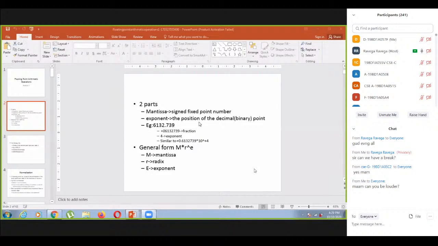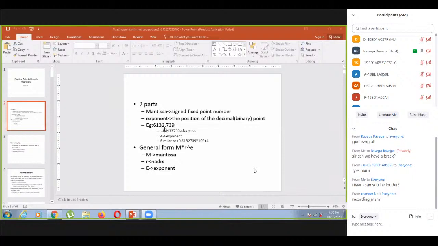Next, coming to the exponent. The decimal point comes after the 4 digits, 6132. So there are 4 digits, and the exponent value is represented as 4.